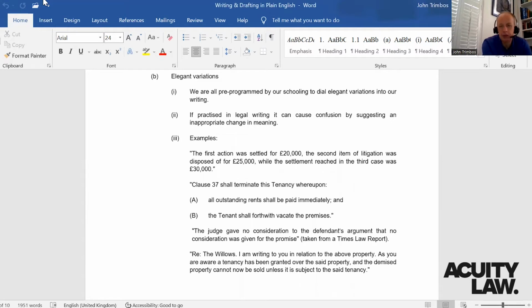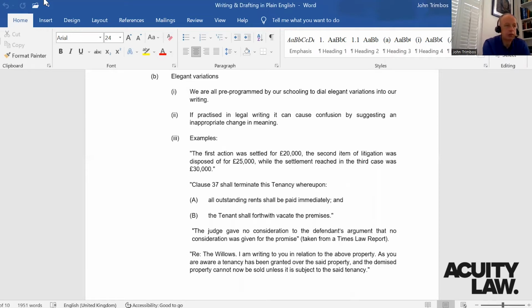So that example is relatively harmless, although a bit strange in one sentence. The second example, though, now this is nudging into legal drafting territory. So this is kind of looking ahead to sessions 3 and 4, but do bear this in mind as well when writing to clients. Clause 37 shall terminate this tenancy, whereupon A, all outstanding rents shall be paid immediately, and B, the tenant shall forthwith vacate the premises.